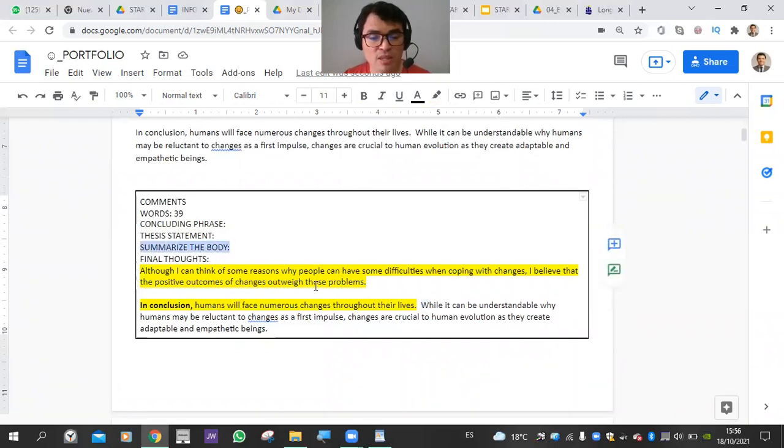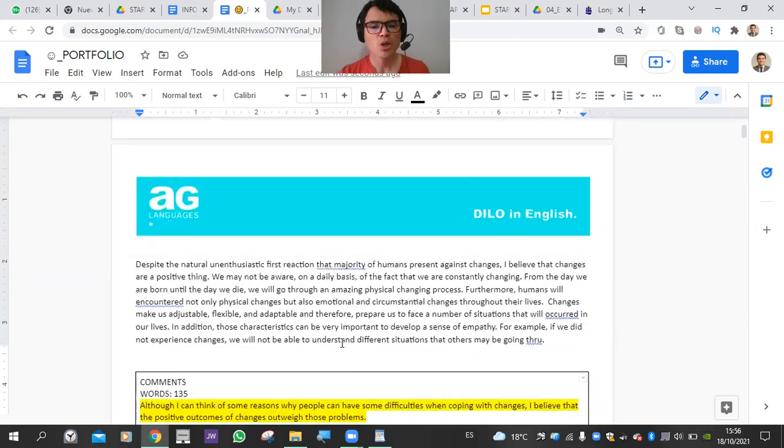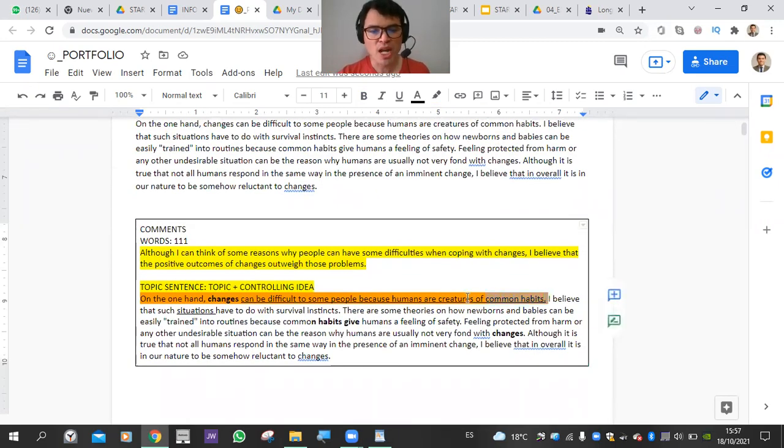So is she summarizing the body? While it can be understandable why humans may be reluctant to changes as a first impulse, changes are crucial to human evolution as they create adaptable and empathetic beings. Okay, now, do you think that summarizes her whole body? Well, unfortunately, we cannot tell what her main positive outcome is by reading orange. We should be able to tell what the positive outcome is. So we have to read a whole paragraph to see what she means. And that's something we don't want, okay? We want to see her main point right here in orange.